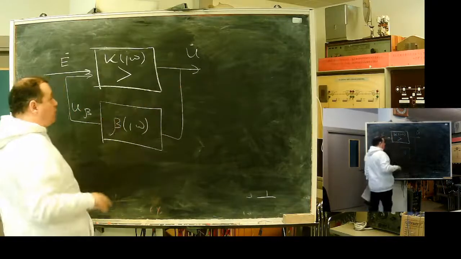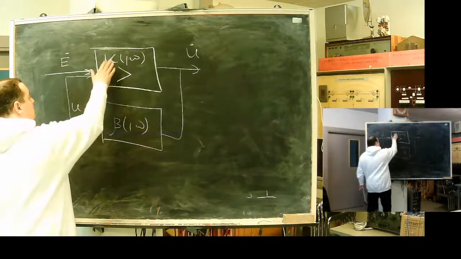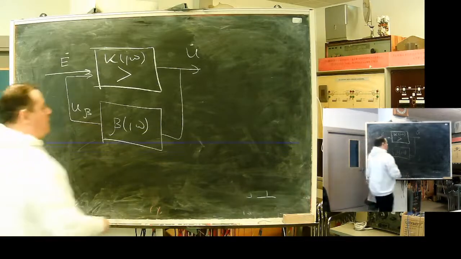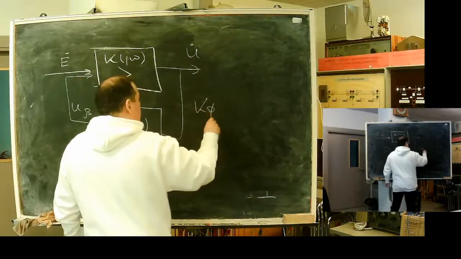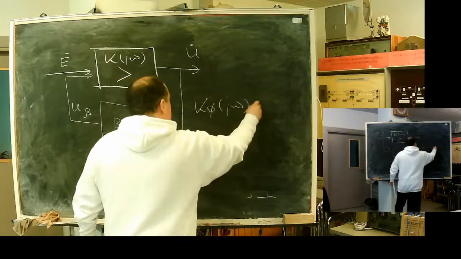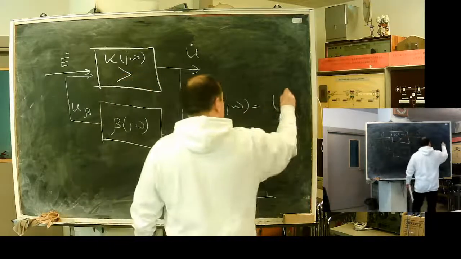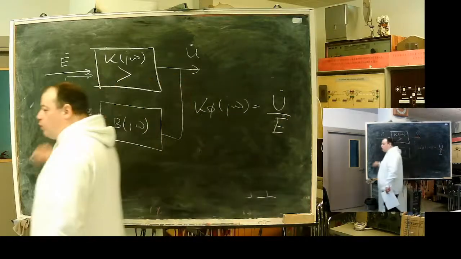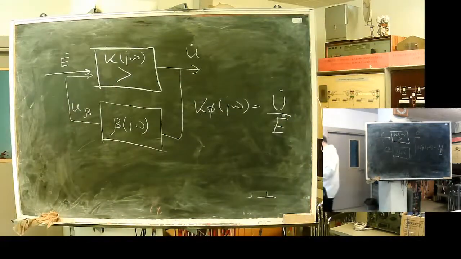This direct network has an amplification factor of K. Now the question: what will be the amplification factor, divided by E, for the closed loop system? What will be the transfer function for the closed loop system?